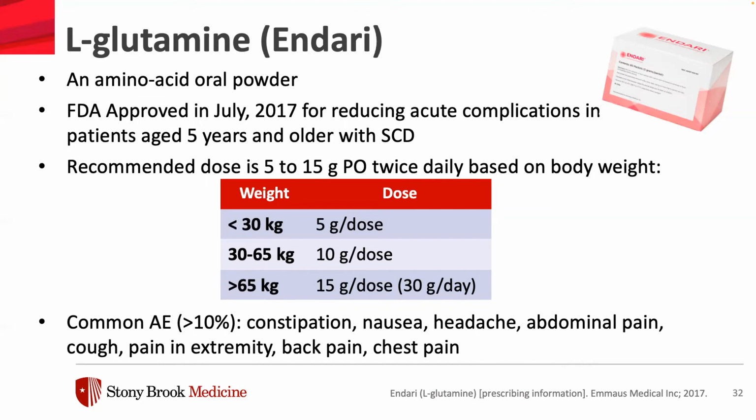The dosing is weight-based and can range anywhere from 5 to 15 grams by mouth twice daily, depending on your weight. So an adult usually weighing over 65 kilograms would have 15 grams per dose, or 30 grams per day. And the side effects are pretty mild in that patients may just experience some mild GI upset from this medication.